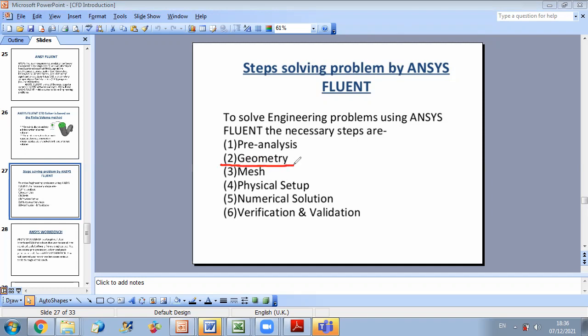So we will draw in ANSYS. Of course, you can draw it also in AutoCAD or Inventor, and you can import it to ANSYS. But in general, I advise you to draw it in ANSYS because it will reduce some possible complications. And after drawing the geometry, as we said, we divide it into small control volumes. This is the meshing step. After this, we do the physical setup. This means that we introduce boundary conditions.